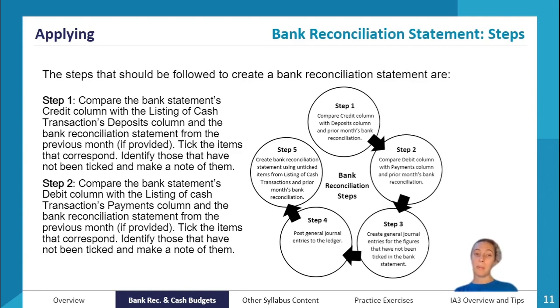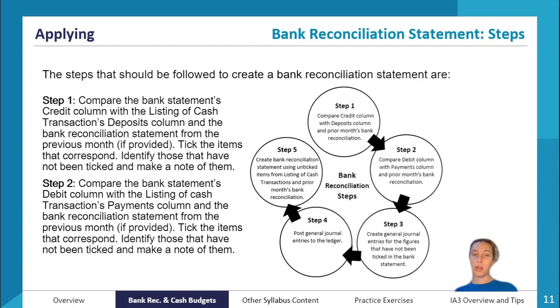The first step is comparing the bank statement's credit column with the listing of cash transactions debit column. And you also are looking at the bank reconciliation statement from the previous month if it has been provided. And when you're doing this comparison, you want to tick the items that correspond and identify any that have not been ticked, and then you make a note of those. Those are the ones that are going to then inform what you do later on in the process.